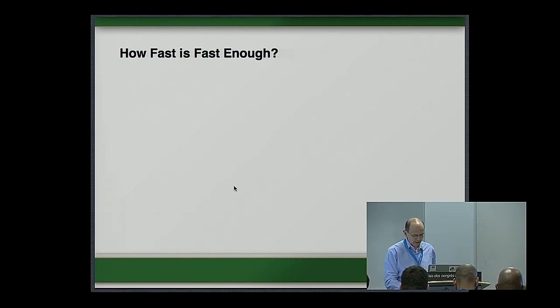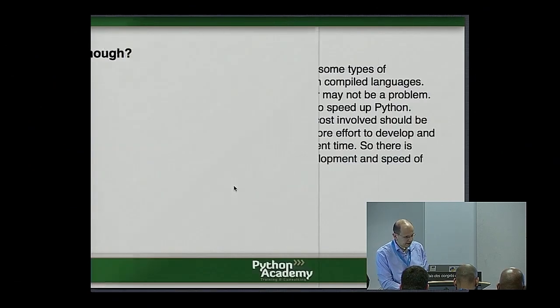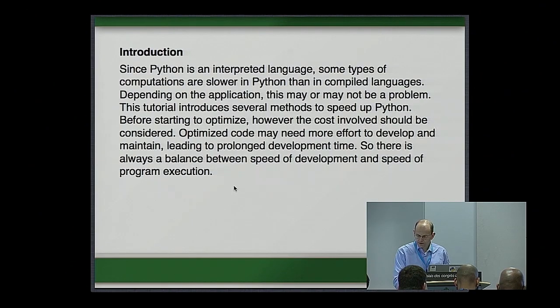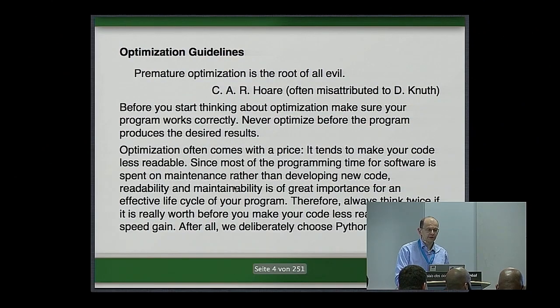Okay, a few optimization guidelines. I wrote them down here. So you don't want to do optimization too early. There's a citation here. I just got an email today from somebody who said it might not be Hoare, it might be Knuth. So it's not really clear who said it, but it doesn't matter. It's still true: premature optimization is the root of all evil.